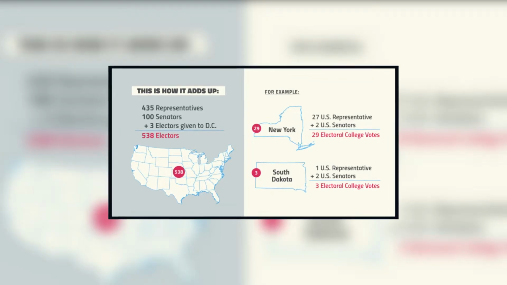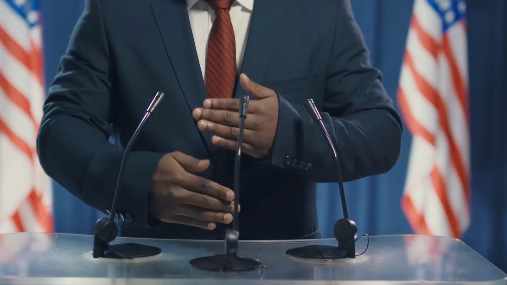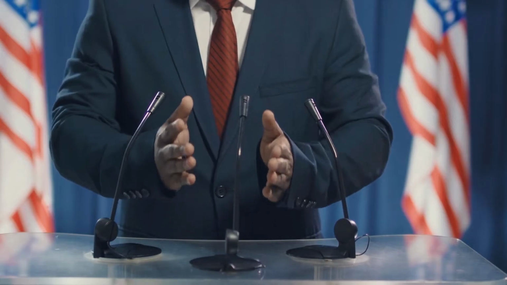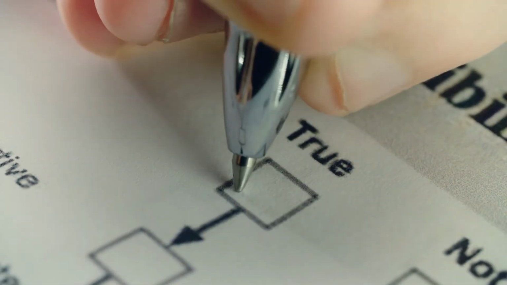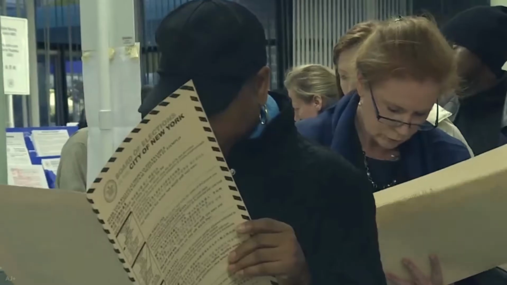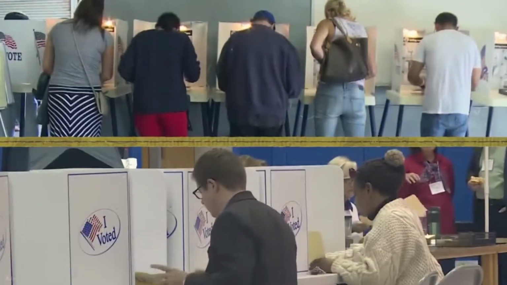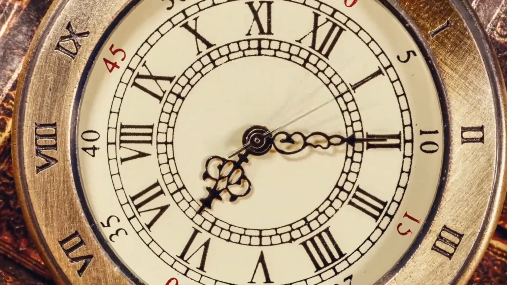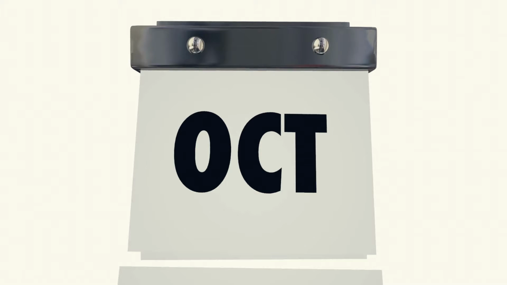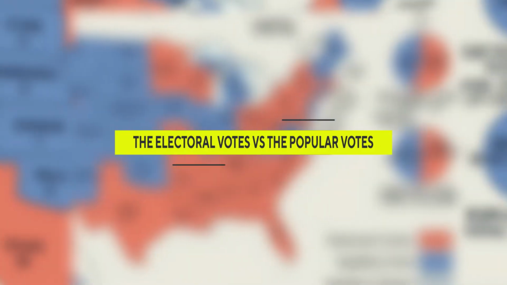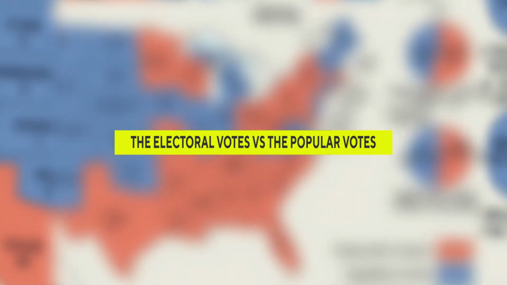The whole point of choosing this system was to allow the possibility of someone winning the presidency while not being the most popular candidate. While it's true that it has only happened a handful of times throughout history, it has already happened twice in the past 2 decades, and seemingly is going to happen again this November. The electoral votes versus the popular votes.